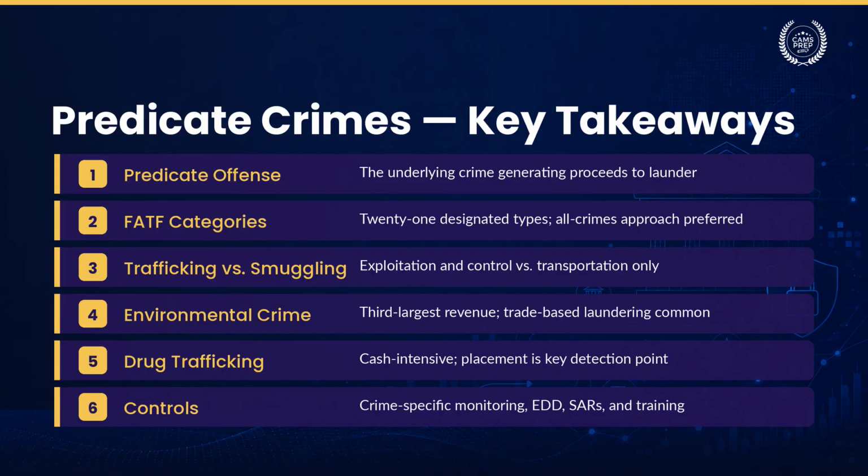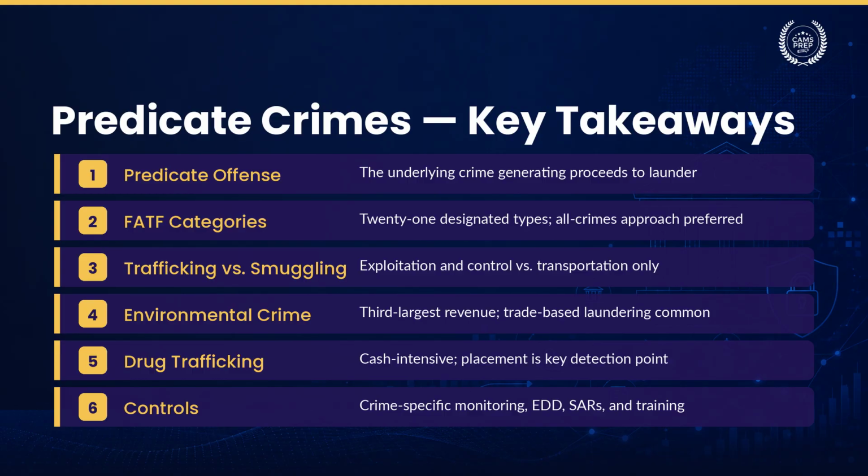Let's recap what we covered in this lesson. A predicate offense is the underlying crime that generates the proceeds to be laundered. No predicate, no laundering. FATF designates 21 categories, and the all crimes approach is the recommended standard. Human trafficking is defined by exploitation and ongoing control, while smuggling is purely a transportation crime. That distinction is heavily tested.